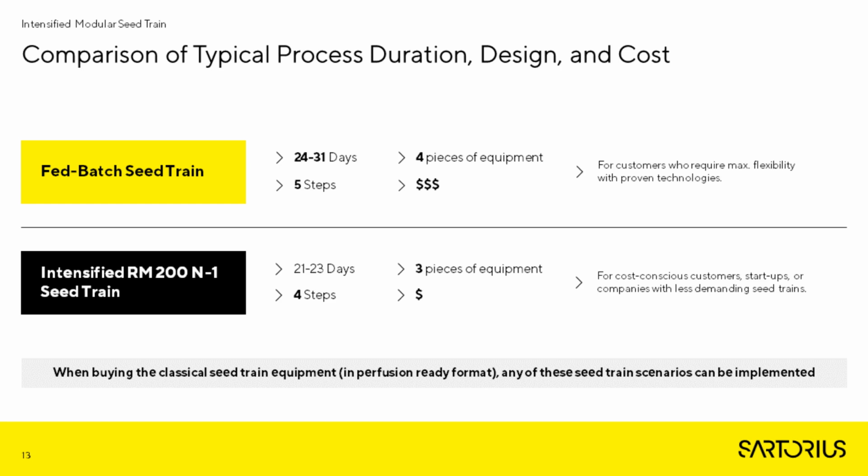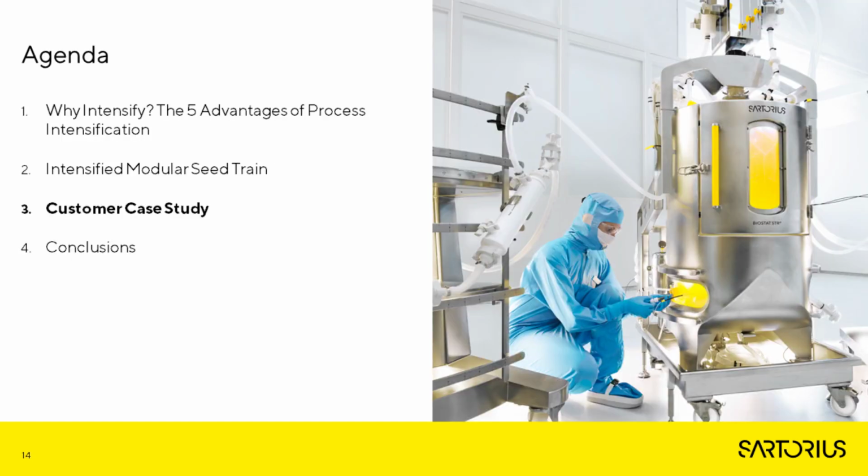So it is predominantly targeting our more cost-conscious customers, for example, smaller CMOs or CDMOs, or those companies that have less demanding C-Trains. Nevertheless, even buying the classical C-Train equipment that is already in the perfusion-ready format prepares you for future changes in the process, meaning that intensification can then be implemented at a later process development stage.